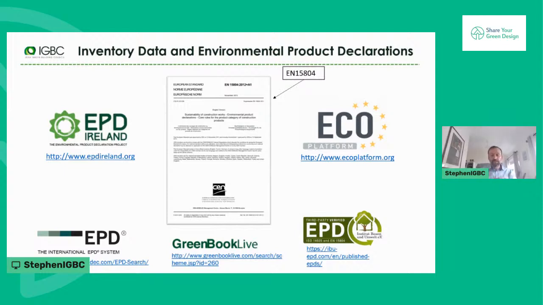Now, how EPDs help is when you're designing a building, you can use them to sum up the carbon impacts for all the different materials used in your building to create your inventory. You'll find the embodied carbon for your whole building that way.